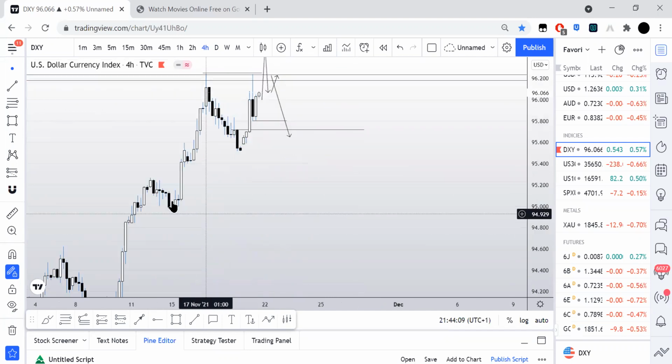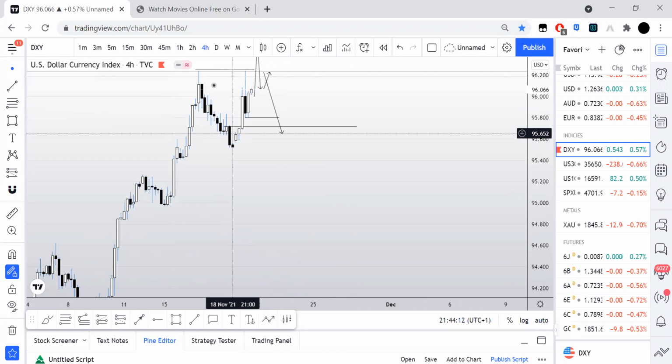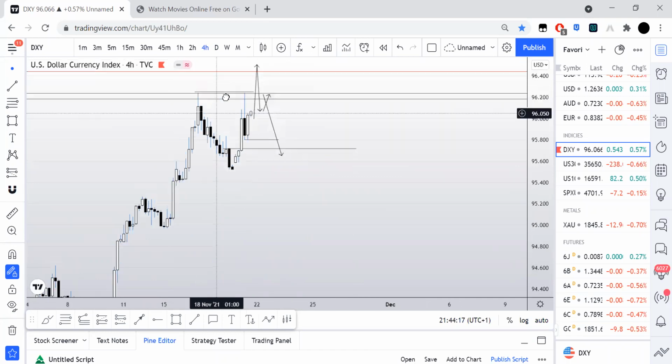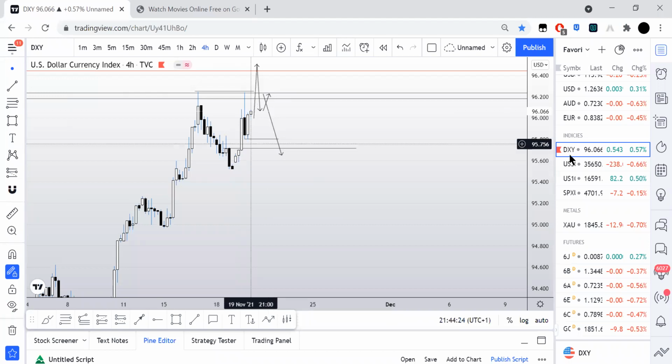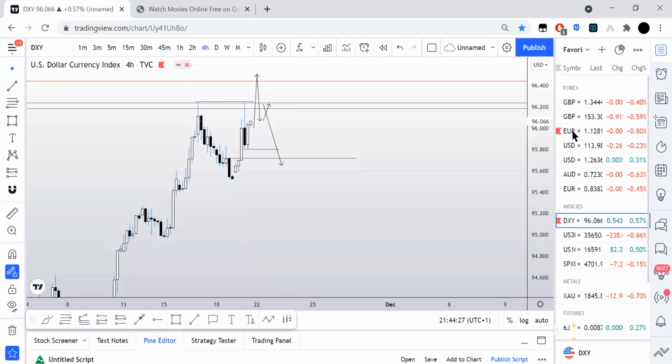You have PD arrays down here, but these are the closest arrays right now. Above this high, I really want to sell. I really want to sell once we get above this high, and then I would like to buy dollar once we come into this array and actually get some type of reaction. So let's go to EU real quick.